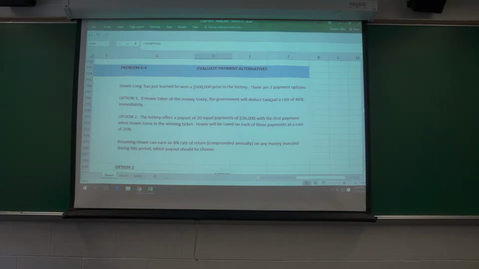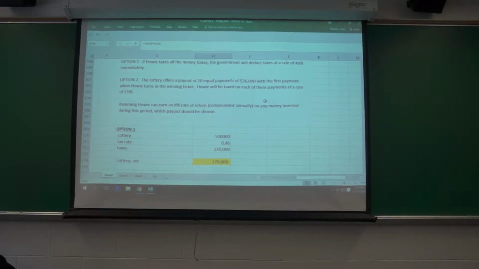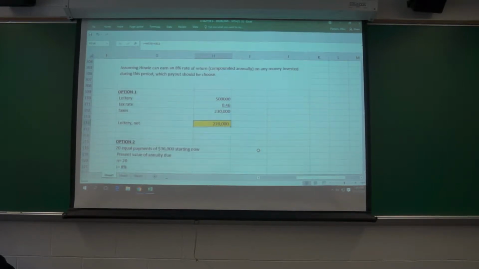Okay, so how do we set this problem up? The first thing you want to do is option 1. You can get the $500,000 now, with a 46% tax rate. The tax would be $230,000, so we'd net $270,000. Okay, so then to set up the second one, you have 20 equal payments starting now.